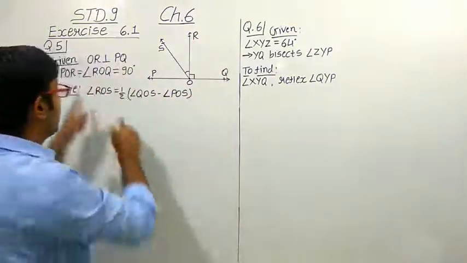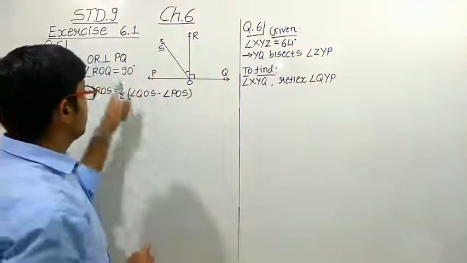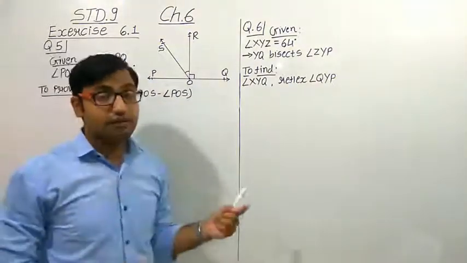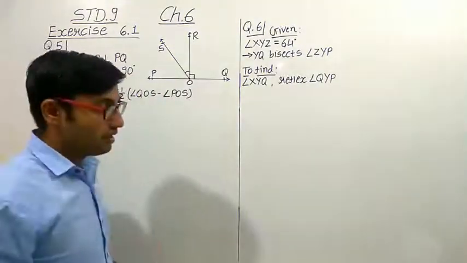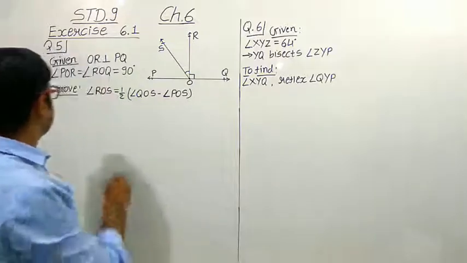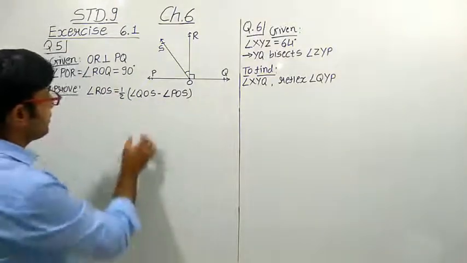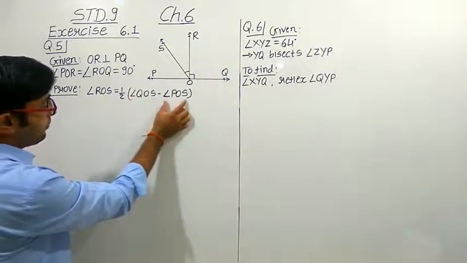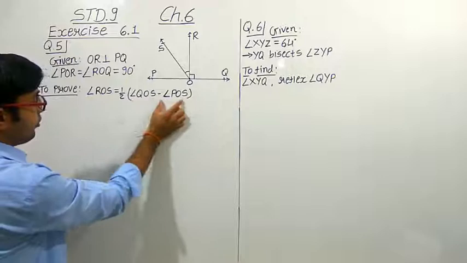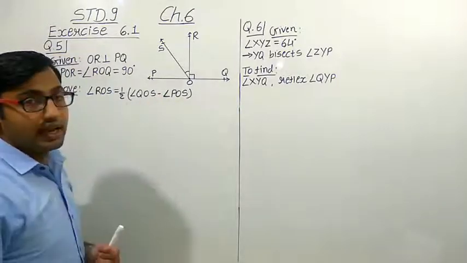So that thing we can write down in the given. See, directly we do not have it given that the angle is of 90 degrees, but we have to understand that and put it in the given portion. Now, this is what we have to prove. How can we prove this? First of all, think about the angle QOS. Think about the angle POS. If we can find both the angles, then we have to subtract both the angles.